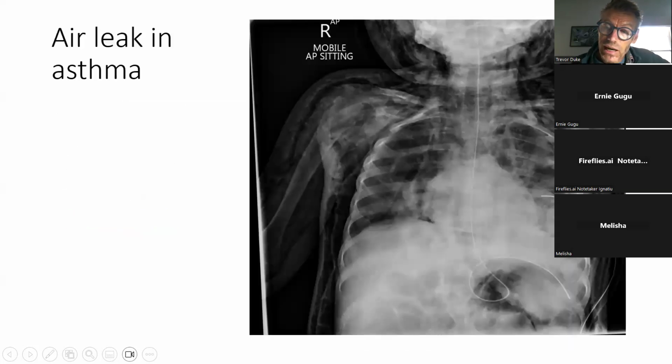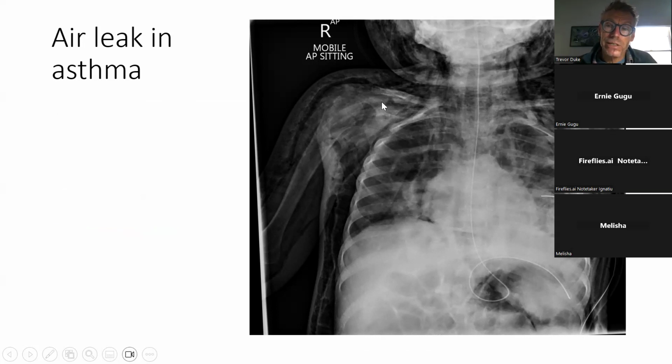This is a child with asthma who has presented with severe air leak. And you can see air is everywhere in this child. There's air in the mediastinum, there's subcutaneous air, there's bilateral pneumothoraces, there's air even in the shoulder, in the soft tissues there.